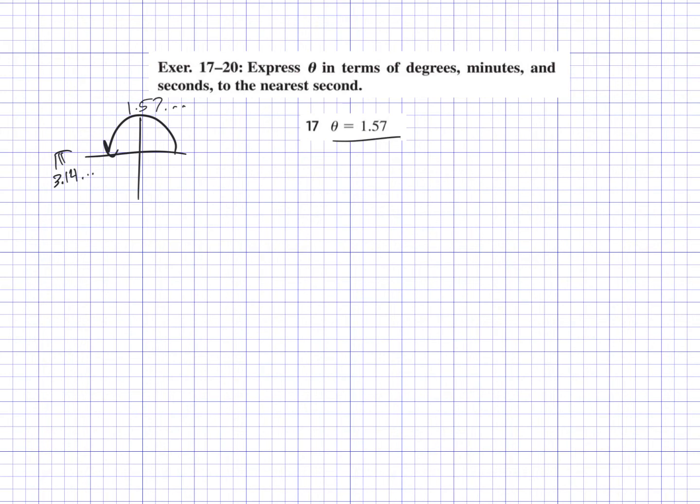All right, so how do you find degrees when you have radian measurement? If you have radians, you have to multiply by pi on top. So we want degrees, so we're going to multiply by 180 over pi. So 1.57 times 180 over pi. You're going to use your calculator, and this will change it to degrees.